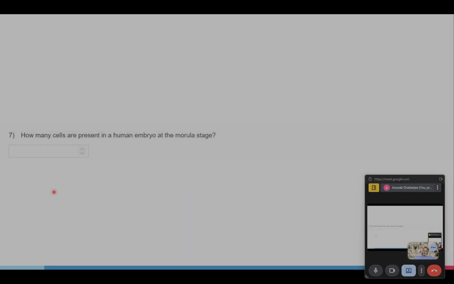Okay. So we actually go on to discussing human embryonic development, and the first question that we ask is, how many cells are present in a human embryo at the morula stage, which is a very early stage during embryo development. So you guys can take a try at this.